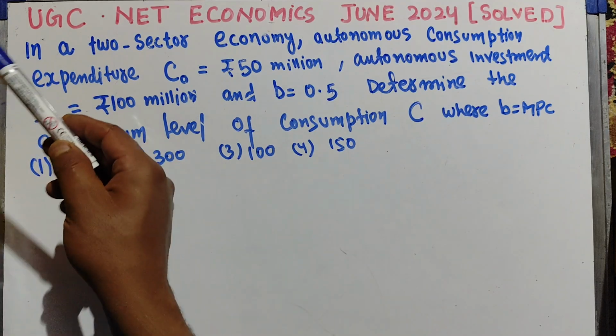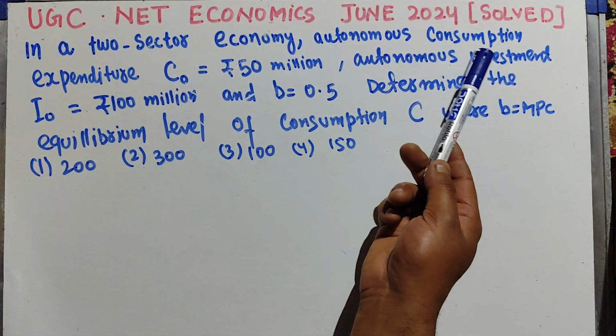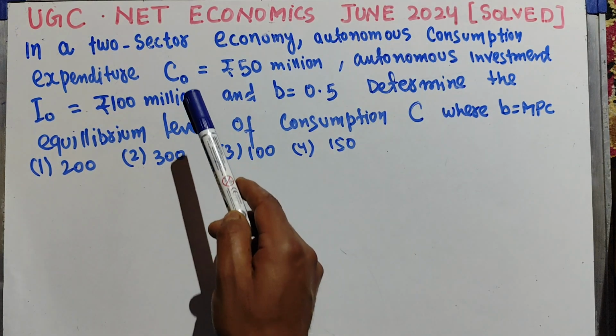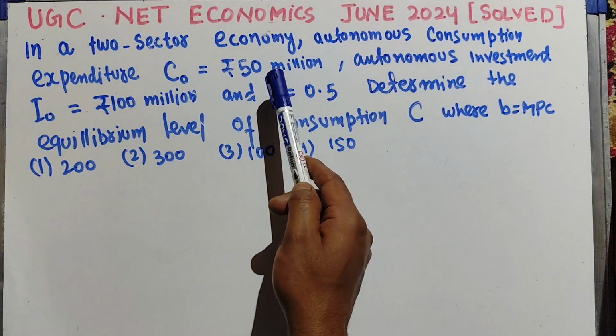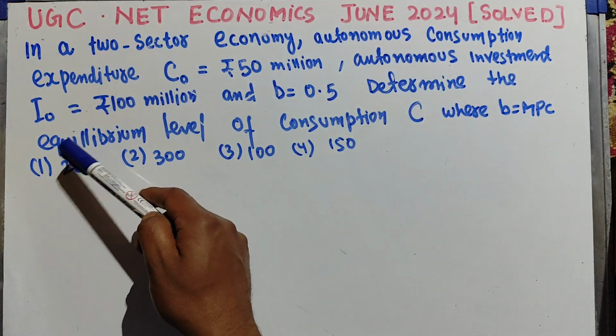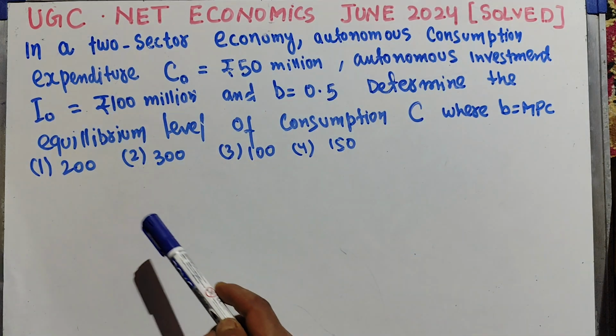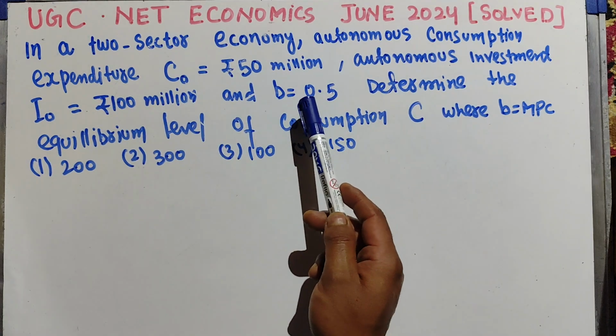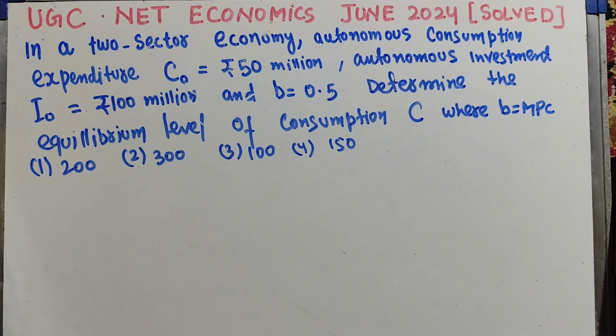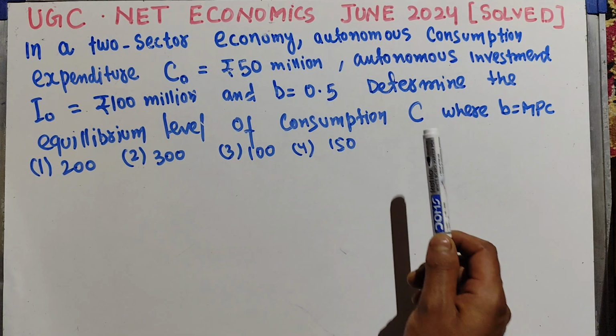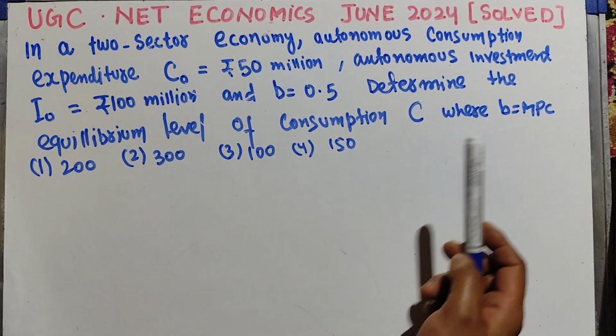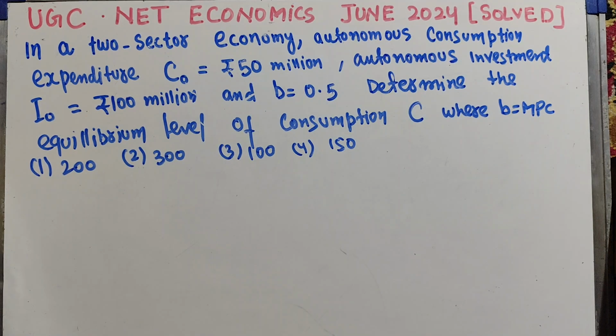Next question is, in a two-sector economy, autonomous consumption expenditure, which is denoted by C naught, is equal to 50 million, autonomous investment, which is denoted by I naught, is equal to 100 million, and B is equal to 0.5. We have to determine the equilibrium level of consumption, C, where B is the marginal propensity to consume. Okay, so let us write the equation.